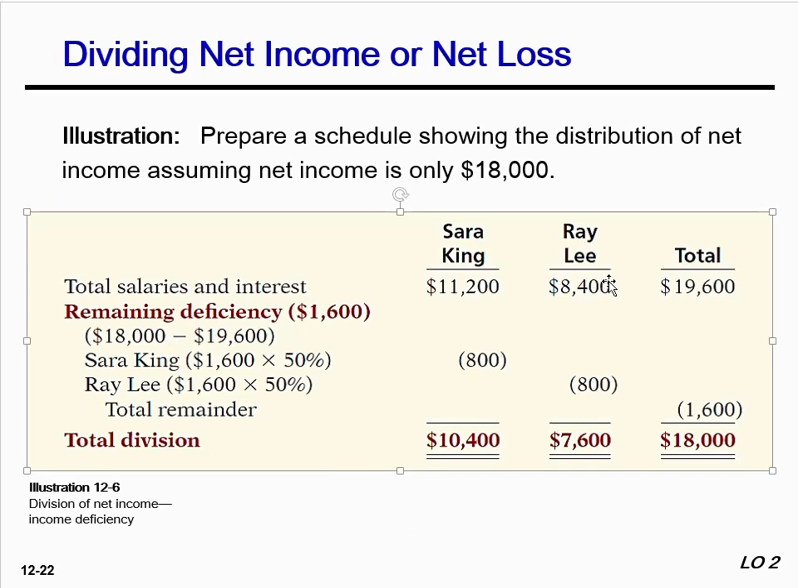And Ray, the total salary and interest is 8,400, but he has to adjust the loss of 800. So his total take up is going to be 7,600. So in other words, I can say out of total income of 18,000, 10,400 is taken by Sarah and 7,600 is taken by Ray.